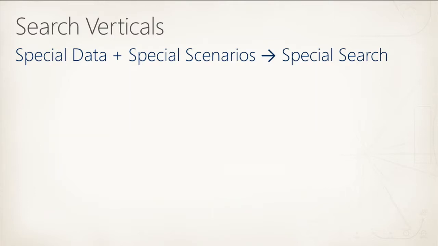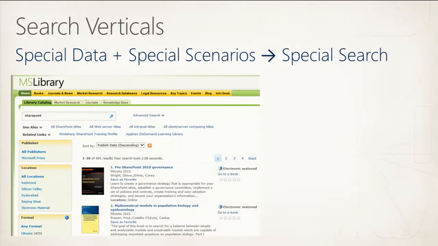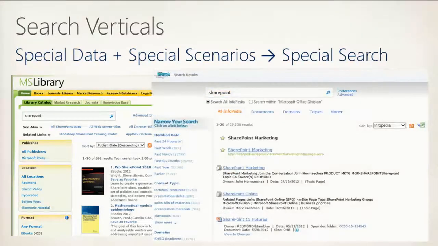For example, we've got a library search experience. Okay? And this has special data like textbooks versus ebooks versus just normal books, and special scenarios like I want to see what books I have on hold. I want to be put on hold for a particular book. Okay? We've also got a specialized search experience called Infopedia, and this is for the field.